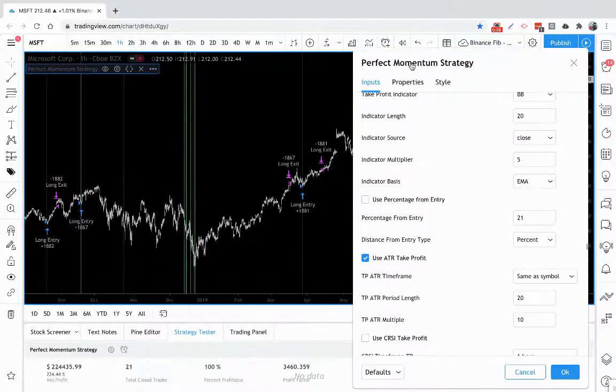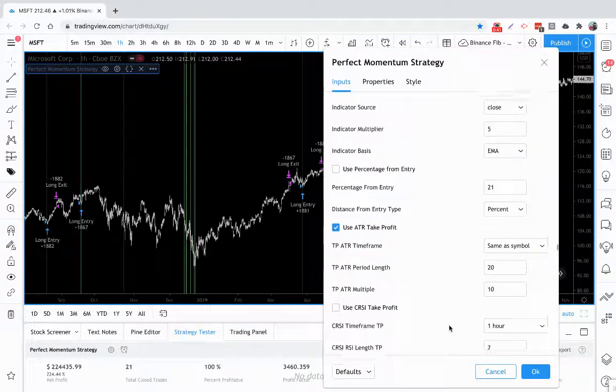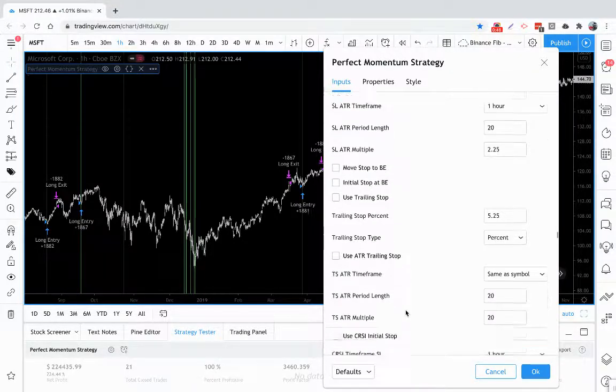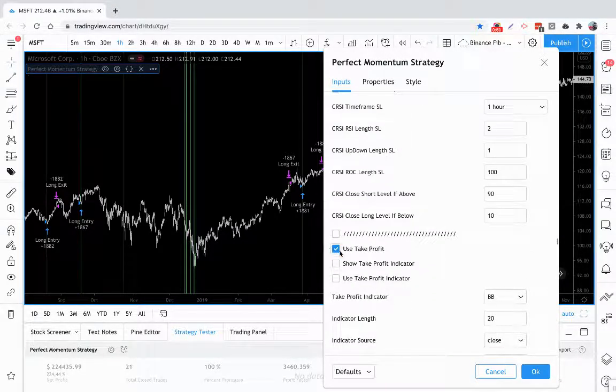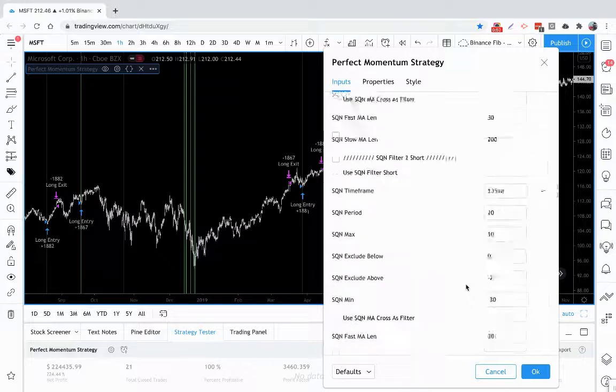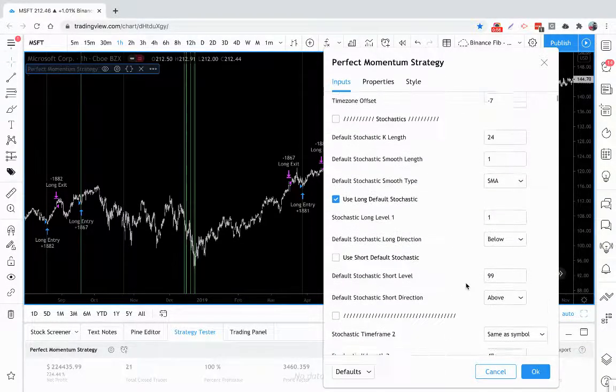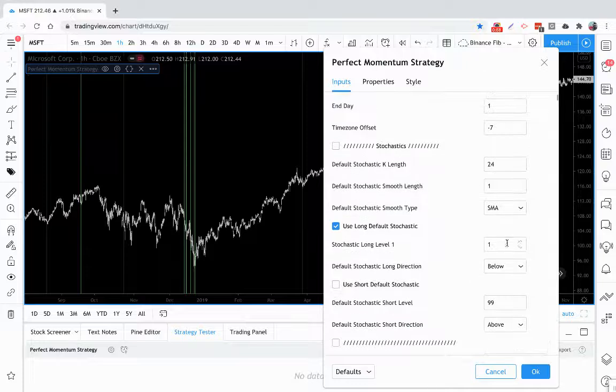Maybe we can get some better entries. Actually, let me try something that would give us not as good results. For once, I'm going to do something worse just to demonstrate the point. Let's enter on a 5, and let's exit on a 95. We'll probably still get pretty decent results, but probably not as good. So let's do that.